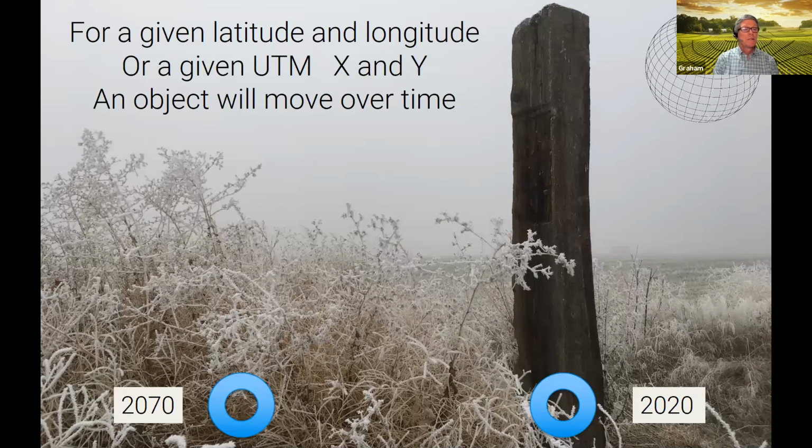Another thing to keep in mind is that for a given latitude and longitude, or for a given UTM X and Y, an object might move over time. So if we locate this post, and let's say we established the coordinates late last year in 2020, in 50 years' time, that same latitude and longitude or X and Y UTM value may be in a different place. And the WGS 84 maintains latitude and longitude, and the Earth's plates may move, and so objects move with them, and they may not be in the same latitude and longitude.